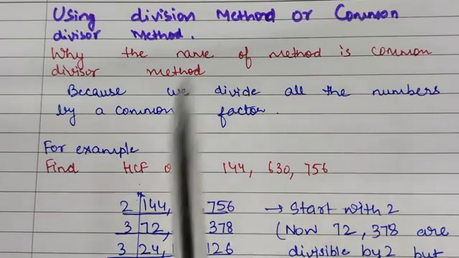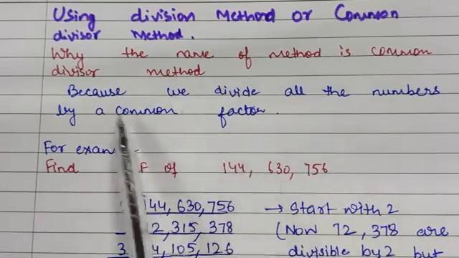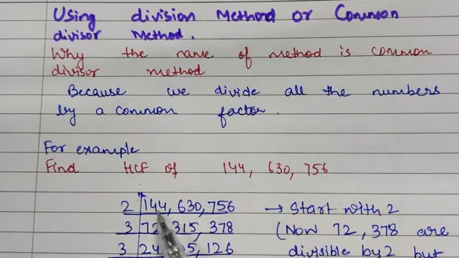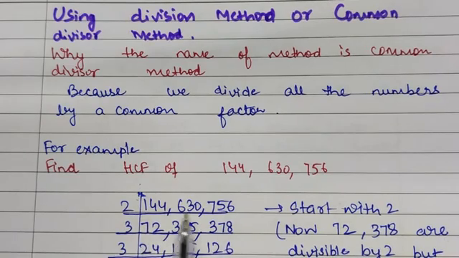Next is the common divisor method or division method. Why is the name of this method common divisor method? Because we divide all the numbers by a common factor. For example, you have to find the HCF of 144, 630, 756. Now, these all numbers are divisible by 2. So start with 2. We get 72. If you divide, we will get 315 and here 378.